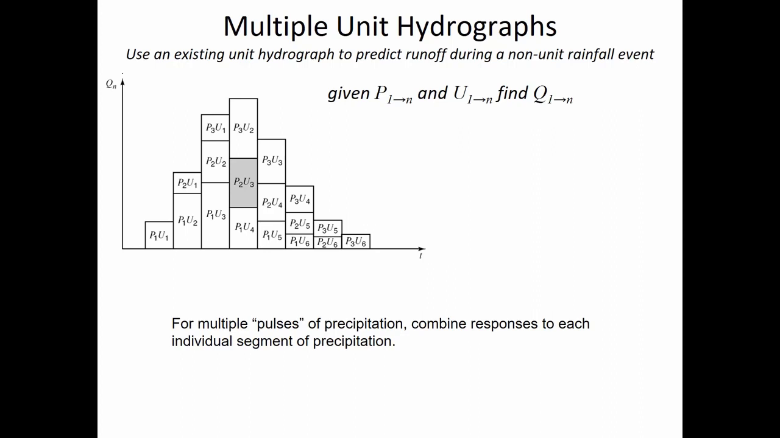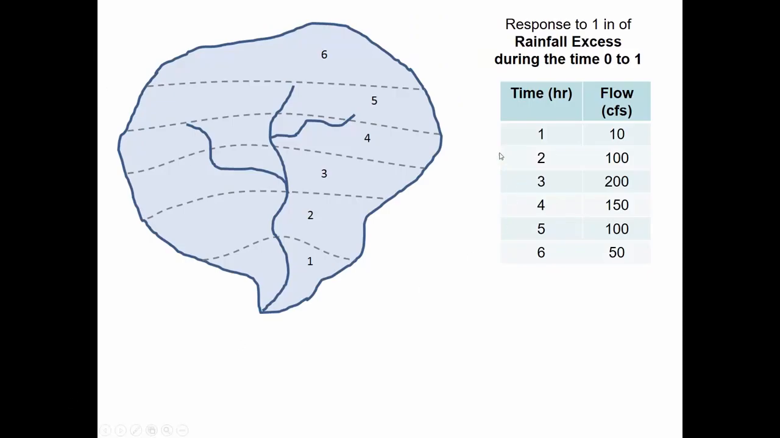Because there was the rain that during hour 1 was all over here. It's going to take 1 hour to get to here, 2 hours from this zone to get to the outlet, 3 hours from this zone to get to the outlet. Well, during that time that the first pulse of rainfall is moving towards the outlet, what if now there's a second pulse of rainfall over the entire watershed?